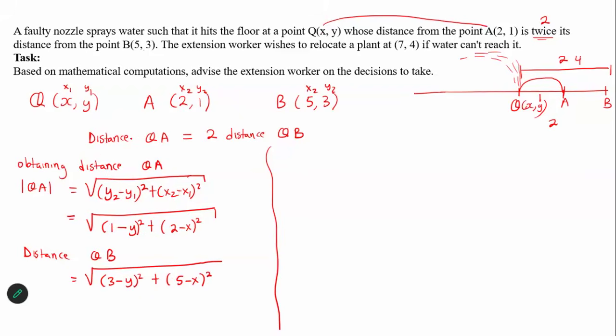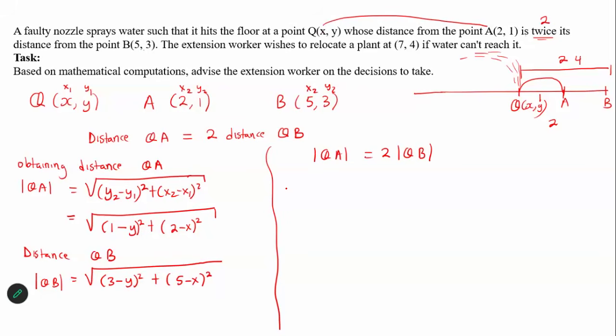Now, after obtaining those distances, you come back here. So here I can put this as distance QB. Remember, the magnitude represents the distance or the length. So I'll come and say that my QA is equal to twice my distance Q to B.